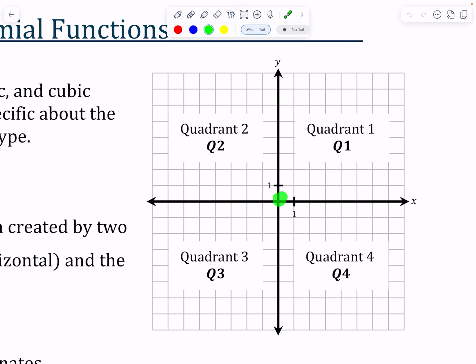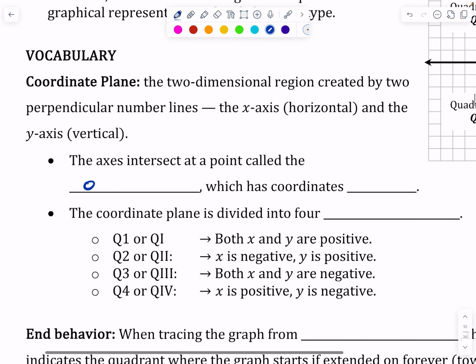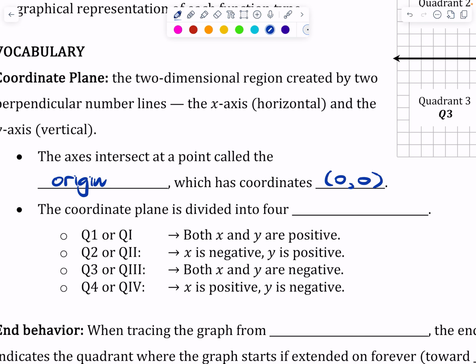The place where they intersect, right there, where y is 0 and x is 0, has a name. That is called the origin. And again, it's the spot where x is 0 and y is 0. So its coordinates are 0, 0.